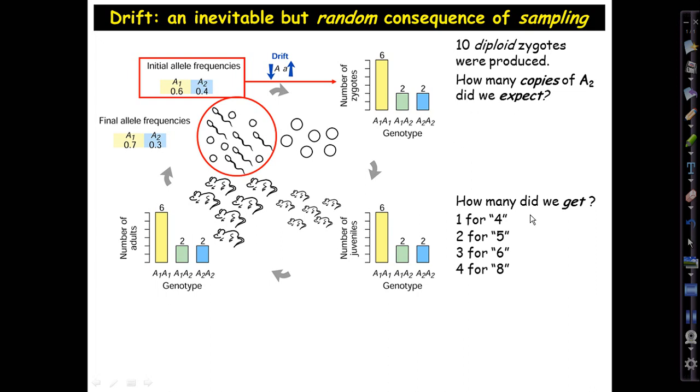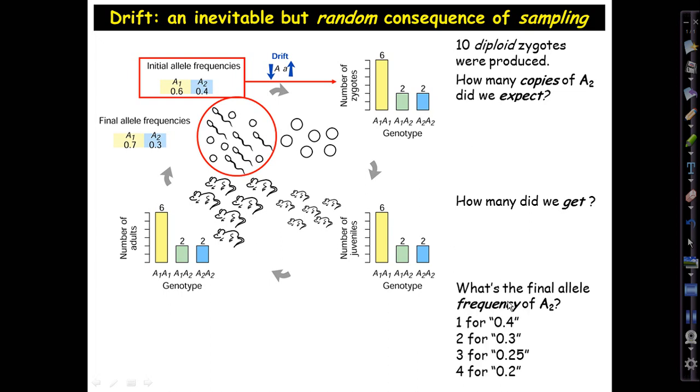Then we can ask how many did we get, in this particular instance of this history? Well, looking at the data in this histogram, there are two A2 homozygotes. They each have 2 copies of A2, so that's 4. And then there were 2 heterozygotes. Each has 1 copy of A2, so that's 2 more for a total of 6. The correct answer was 6.